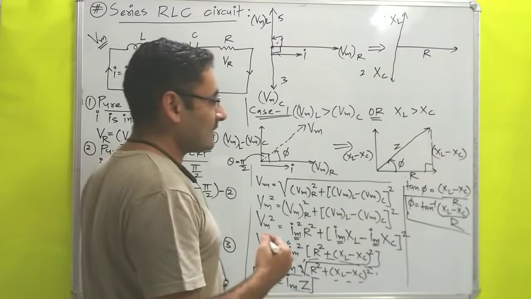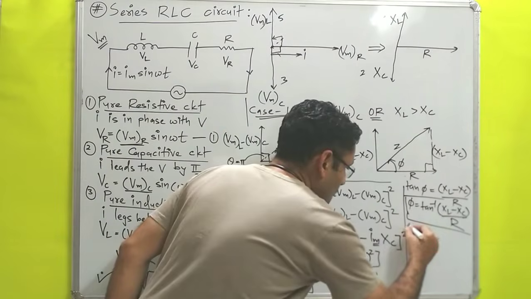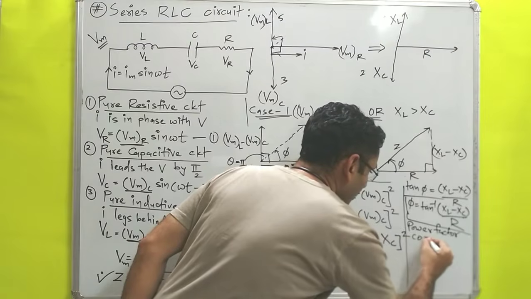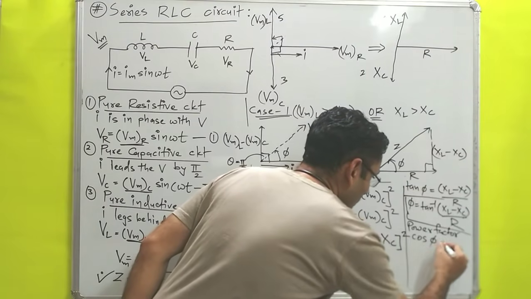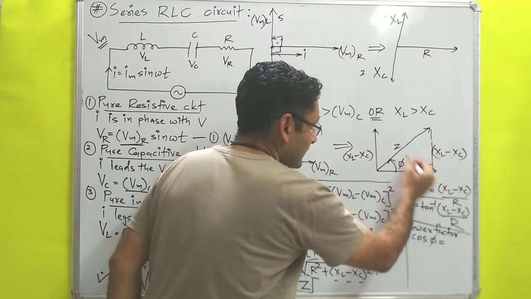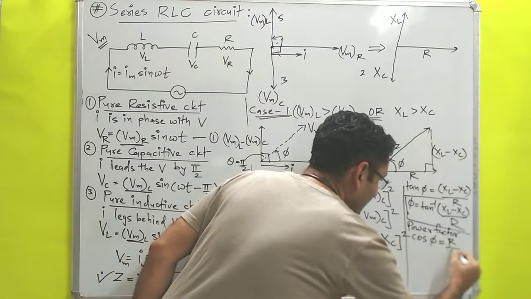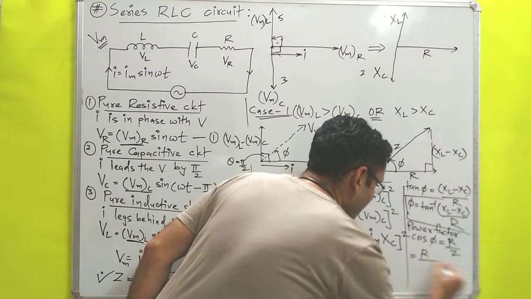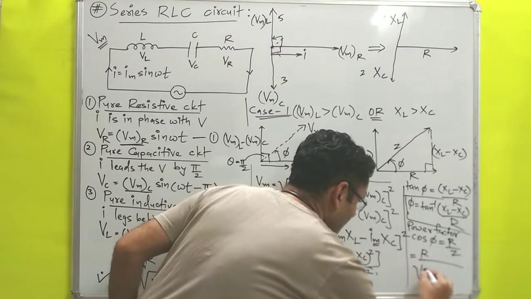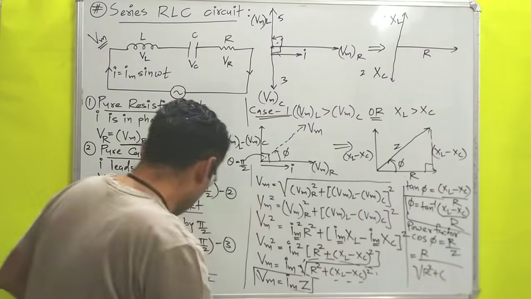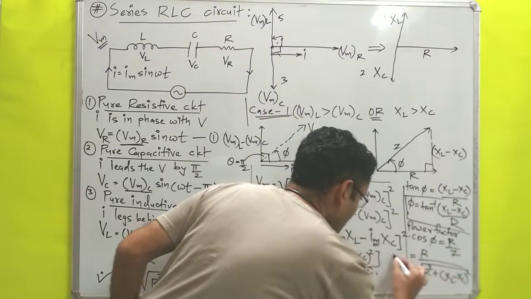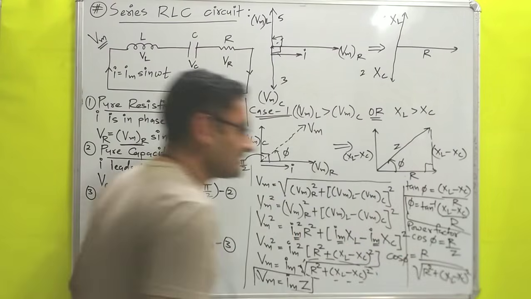And if you want to find out the power factor value, you know that power factor is represented by cos of phi. So cos phi, from this diagram, how can you write? That is base by hypotenuse. So R by Z, and the Z value is this. So it will be R divided by the square root of R square plus (XL minus XC) whole square. So that is the value of power factor cos phi.